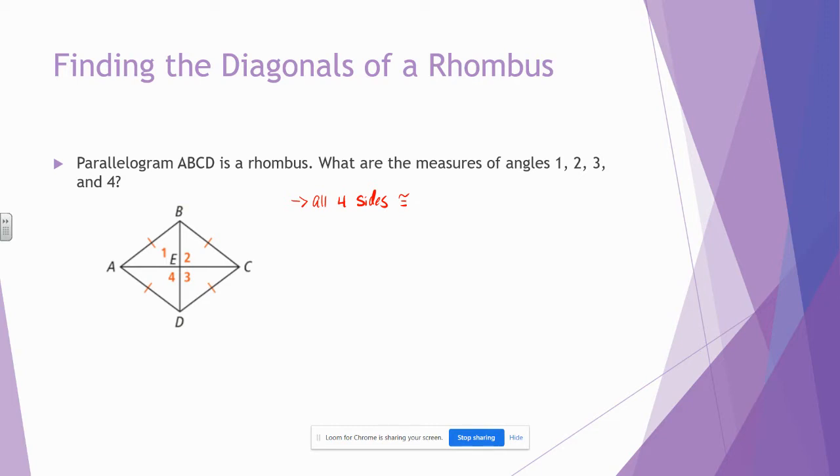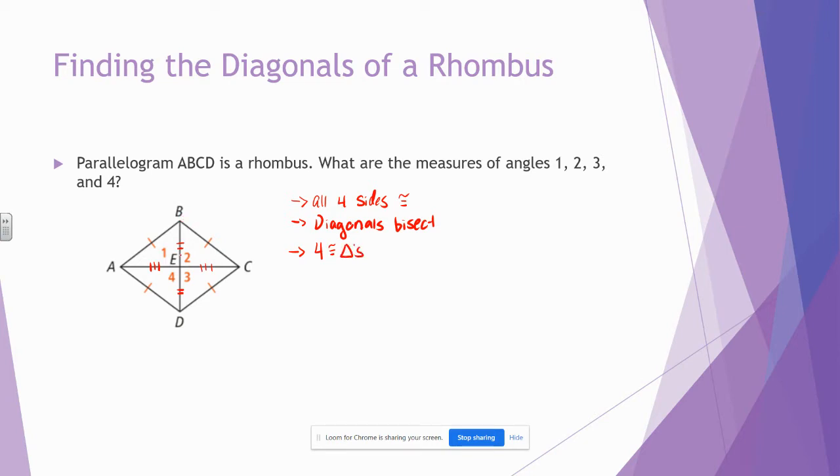We also know, since we have a parallelogram, that the diagonals bisect each other. So that means BE is the same length as DE, and AE is the same length as EC. So we've got those tick marks in there. Now we have 4 congruent triangles.